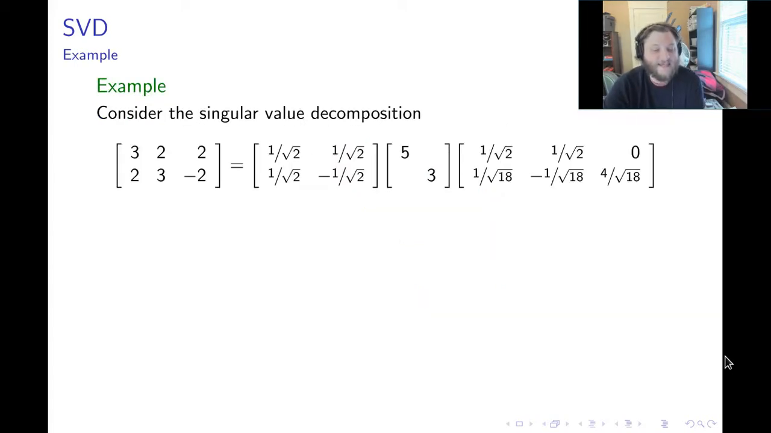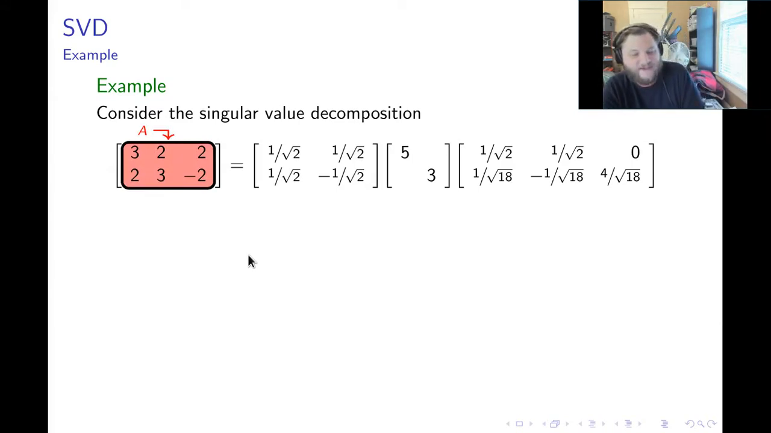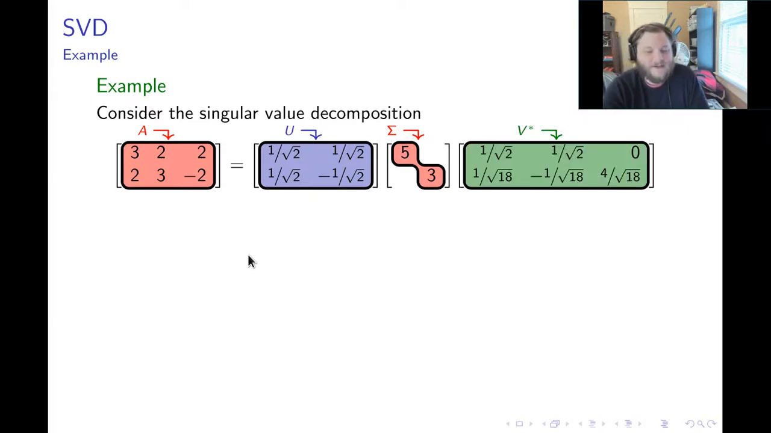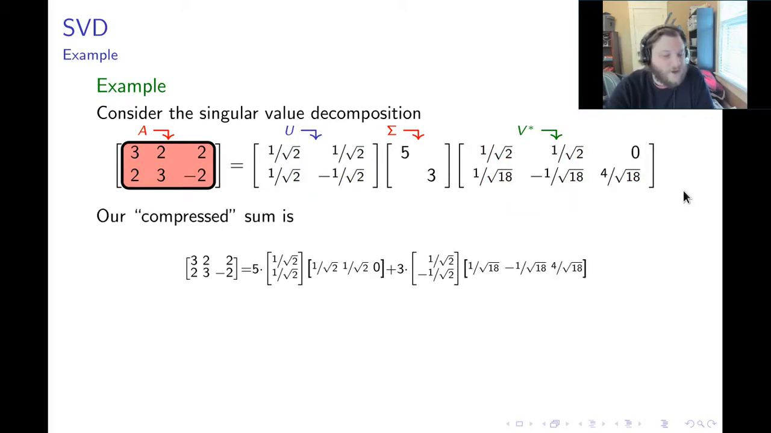So let's see an example. So here's our first example of a singular value decomposition. Here we have some matrix A, and this is expressed as a matrix U times sigma times V conjugate transpose. Here, U and V have orthonormal columns. So what is our compressed sum in this situation? Our compressed sum takes our matrix A and then expresses it as a weighted sum of columns of U multiplied by rows of V conjugate transpose.